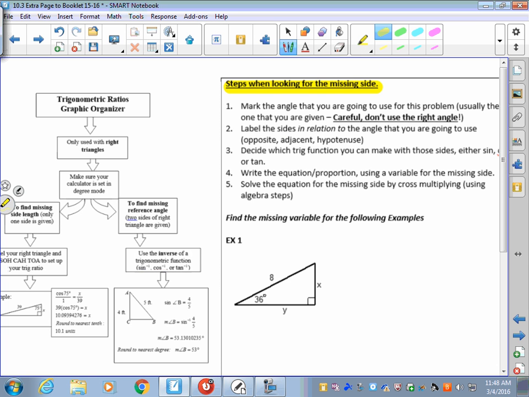So make sure we know the steps for finding the missing side. First, you always are going to mark the angle, okay? Mark the angle, we're going to circle that. Do not use the right angle. We never use the right angle. Then we're going to label the sides in relationship to the angle. That means the opposite, the adjacent, the hypotenuse, okay? Then you have to decide which trig function you can use based on those sides that you have labeled. We're going to write the equation in the proportion. And then the last thing is we're going to solve the equation by cross multiplying, using algebra steps. So this key information, this is what needs to be highlighted.